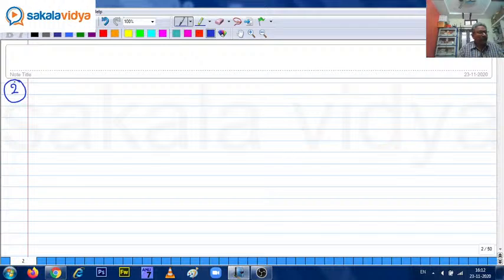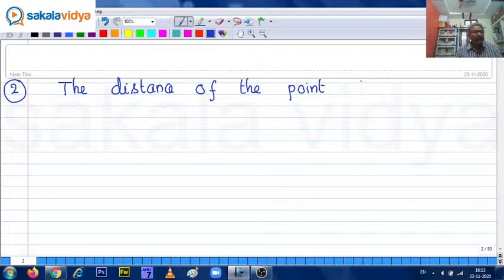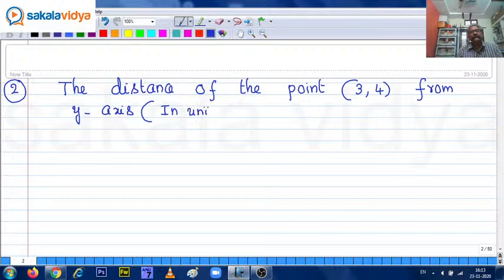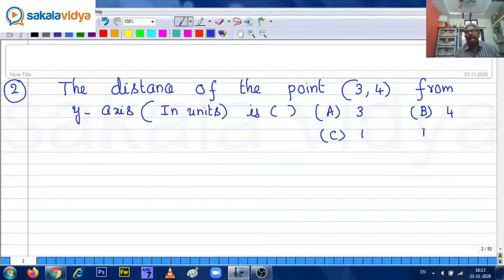Let us move to the second question of the day. The distance of the point 3 comma 4 from y-axis. In the previous case it was x-axis, now y-axis, in units is: A 3, B 4, C 1, D 7.